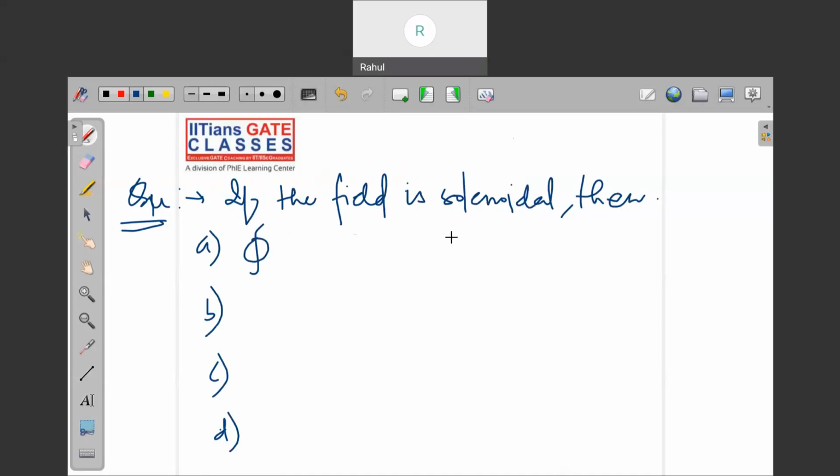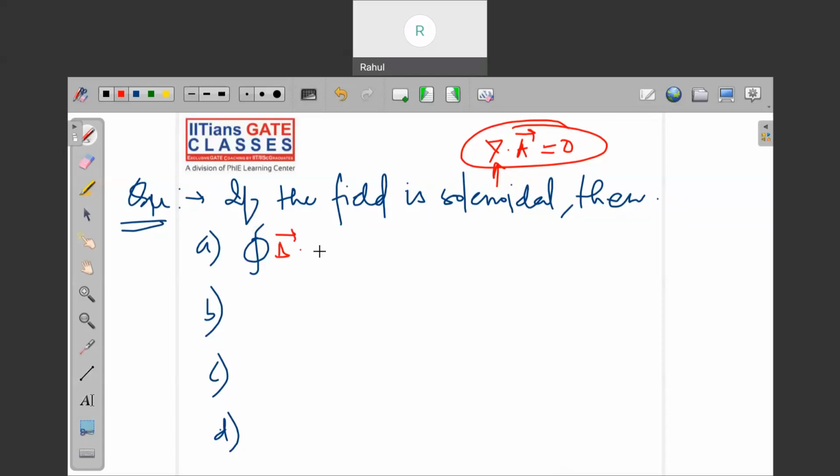the field is solenoidal, it does not mean that it will be conservative, right? If the field is solenoidal, what does it mean? The divergence of any vector A will be equal to 0. Understand? Solenoidal means divergence of that vector is 0. If the divergence is 0, then the closed surface integral will be equal to 0. Remember, you don't have to recall the Stokes theorem. If the field is solenoidal, then you have to recall the divergence theorem, right? So if the field is solenoidal, then the closed line integral, right?